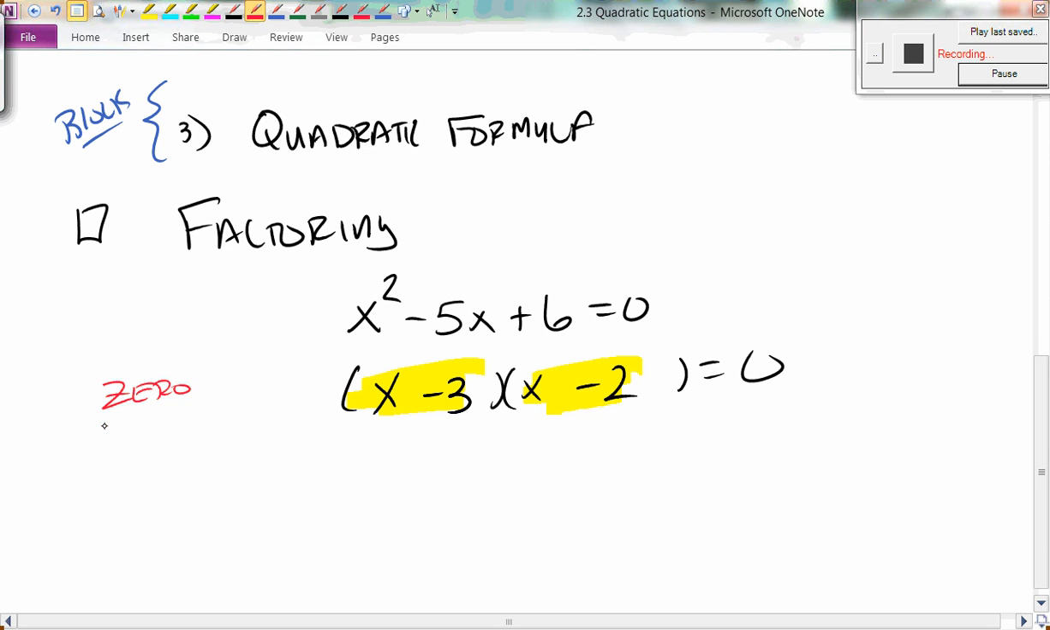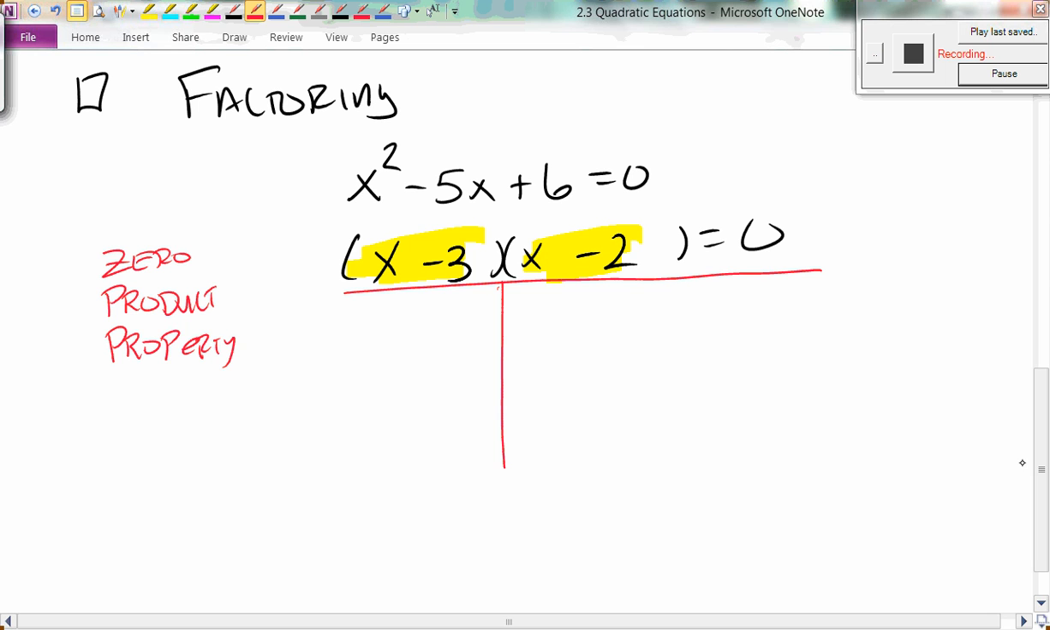Very good. The zero product property. Who remembers how to set it up? Yes? Remember, we have 2 numbers multiplied together to equal 0. That means that one of the 2 numbers has to be 0. So we set it up and say x minus 3 equals 0, or x minus 2 is equal to 0.